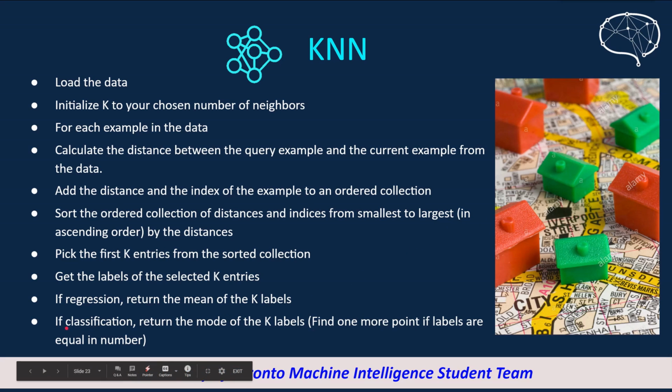And in a classification problem, remember the case I introduced in the last slide. If we have labels equal in number, then we will take one more sample from the data set for comparison. For example, if we have 2 versus 2, then we will take one more, and that will make a 3 versus 2 situation. Then we can take the mode among these labels and get a final prediction.